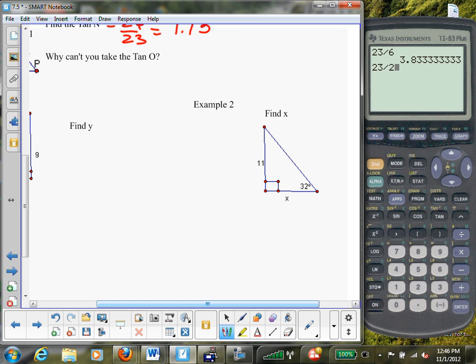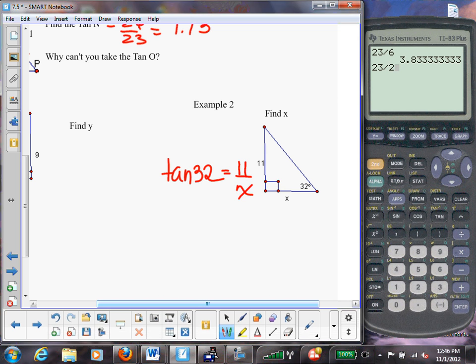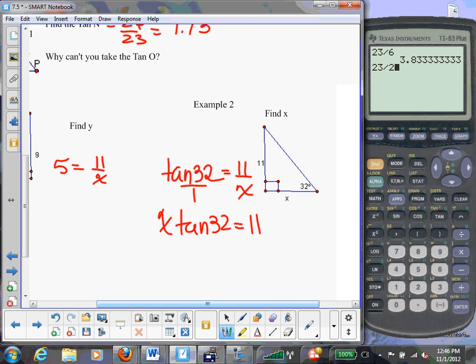Would you agree that the tangent of 32 degrees is going to equal what? 11 over x. Now, I want you to think about this as an algebra expression. If I gave you 5 equals 11 over x, what would you do? What would I do? So don't I have x tangent of 32 equals 11 then?